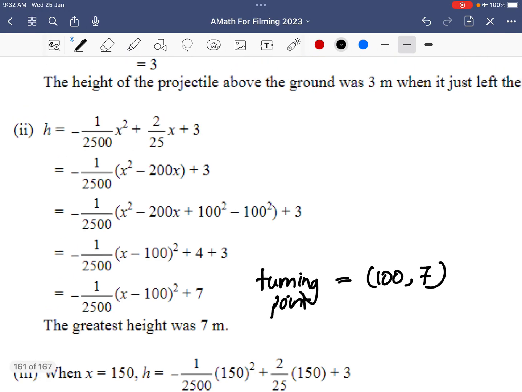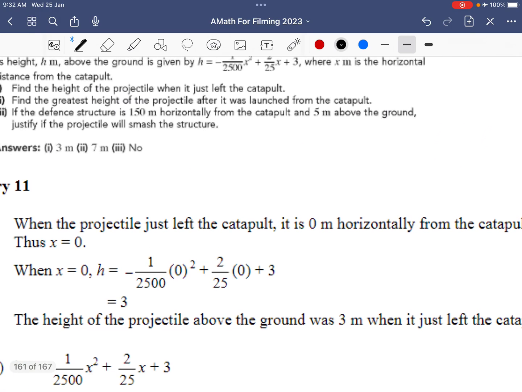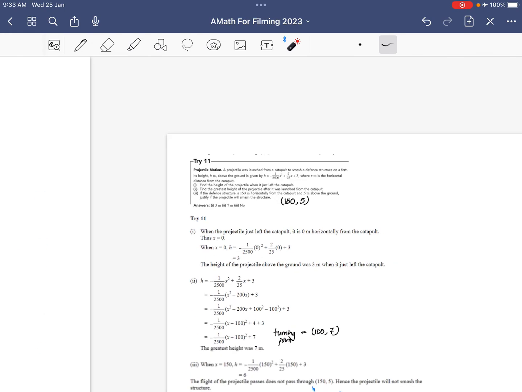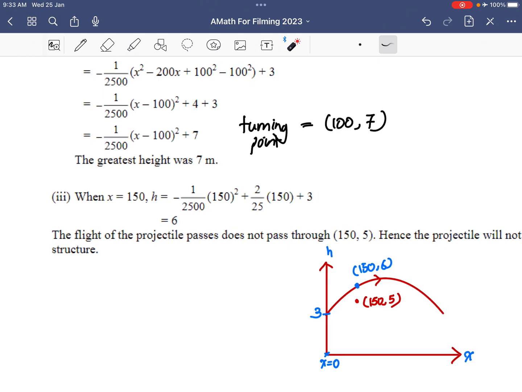For part 3, what they want us to find is, will it pass through the point? Basically in part 3, they're telling you the defense structure is 150 meters away from the catapult. That means the x value is 150 meters and it is 5 meters above the ground. So part 3 in simpler English means, will the projectile actually pass through these coordinates? We need to test whether the path actually passes through these coordinates. So let's use the x value of 150. In my equation, I will substitute in the value of 150. I find that my h is 6.